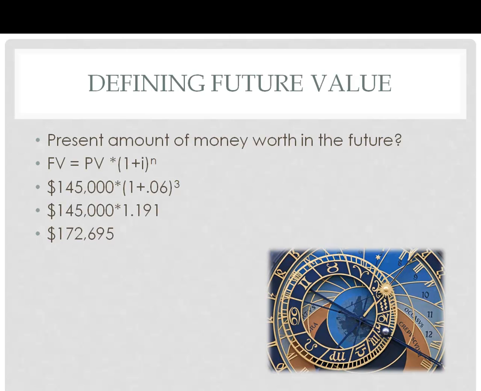So let's say you're getting an amazing rate of return of 6%, which would be amazing now. Well, the present value is $145,000. So we would take $145,000 times 1.06 to the power of 3, that's 1.06 times 1.06 times 1.06, for 145,000 times 1.191, and that would be $172,695.